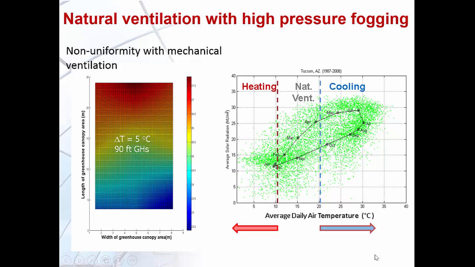You can also create similar graphs for other regions in the world. In temperate climates, in mild climates, you will observe that there is even more potential for naturally ventilated greenhouse systems, and these systems may be the only alternative or way to cool a greenhouse system in a cost-effective and efficient way in those climates.